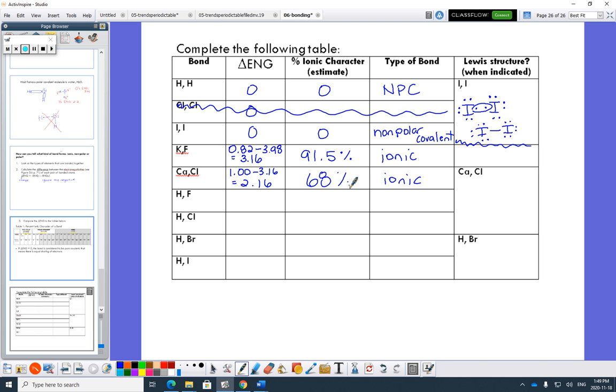Okay, so calcium chloride, it does say to draw the Lewis structure there. So this is similar to the ones that we did in the notes. Calcium has to lose 2, and chlorine gains 1.